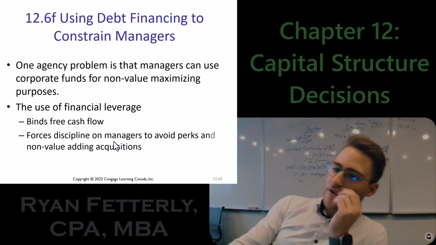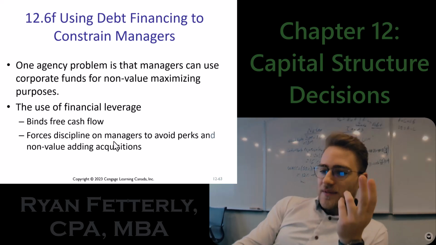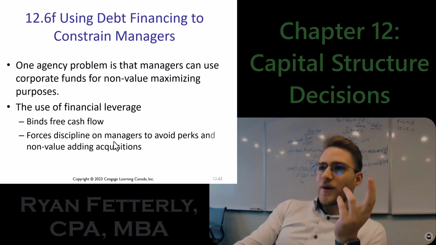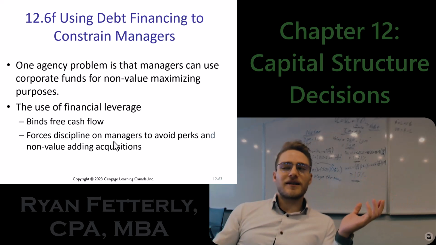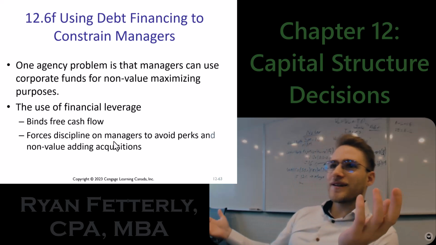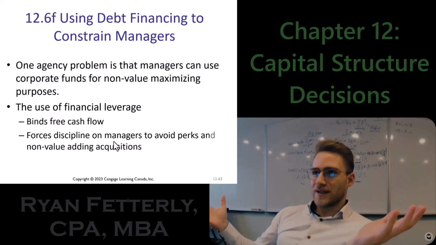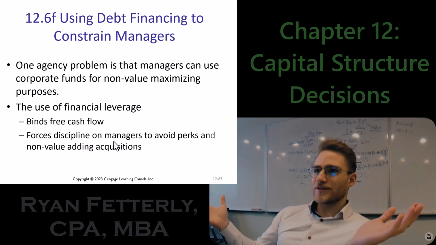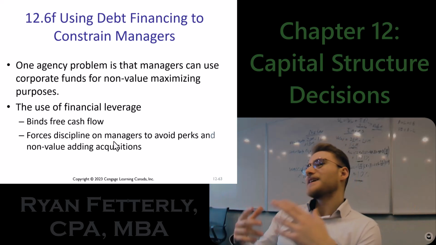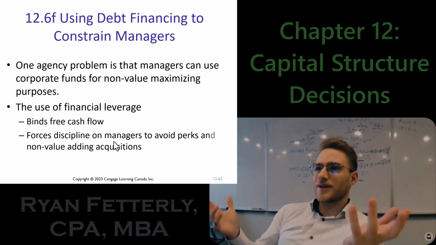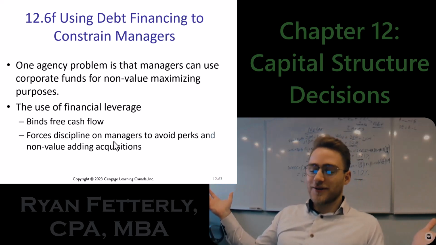So, using debt financing to constrain managers. One agency problem is that managers can use corporate funds for non-value maximizing purposes. Hey, I'm going to go to this conference in LA, right? Or I'm going to go to this technology symposium in Saudi. Nothing against any countries, right? But these are just popular destinations usually for conferences because it's pretty convenient that you get to go to a nice location at the same time as you learn, right? And you just have to go there because that's where the conference is, right?